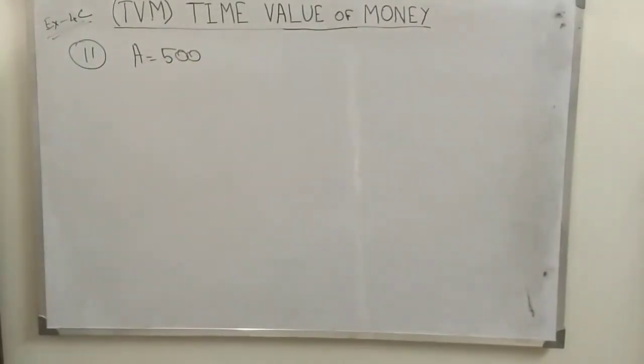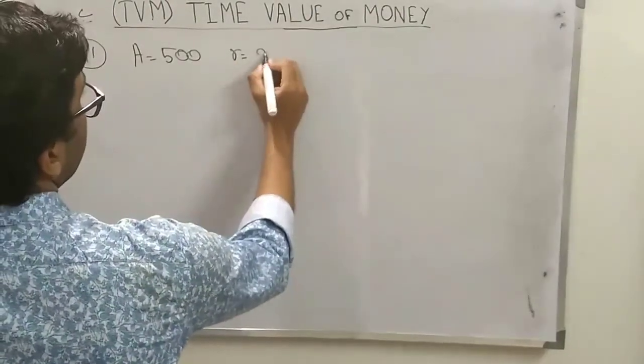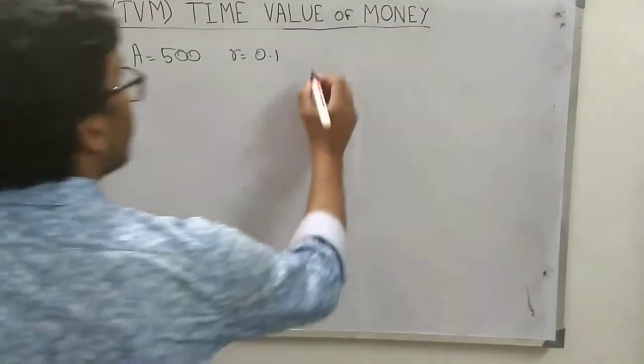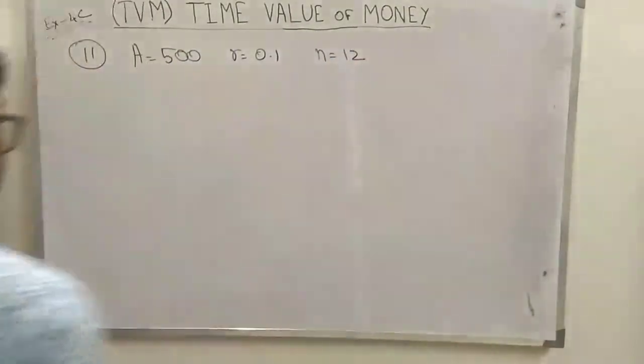A is 500, with a bank which pays interest at 10%. R is 0.1. Then it has asked the amount standing to his credit 1 year after he has made his yearly investment for the 12th time. See, here we have to understand one thing. The present amount has been asked after 1 year after he has made his yearly investment for the 12th time. That means n is also given for the 12th time. That means 12 installments, n will be 12.